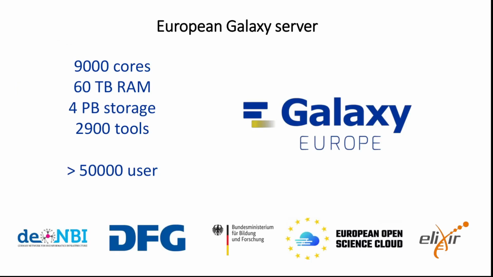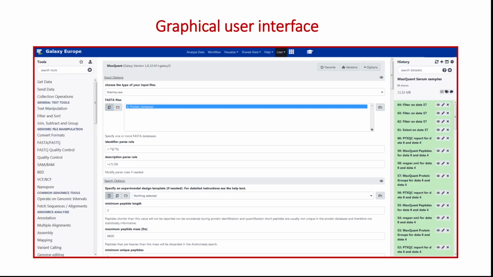The European Galaxy server is one of the main public Galaxy servers and has many proteomics tools installed, and these tools can be run and computed on all the computing power of the European Galaxy server, which are more than 9,000 cores, 60 terabyte of RAM, 4 petabyte of storage, and on the server are 2,900 tools currently installed, and more than 50,000 users are making use of this giant computational resource, which is funded by the funding agencies shown at the bottom.